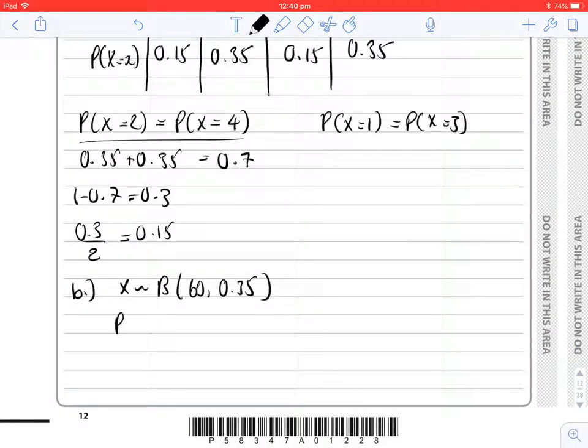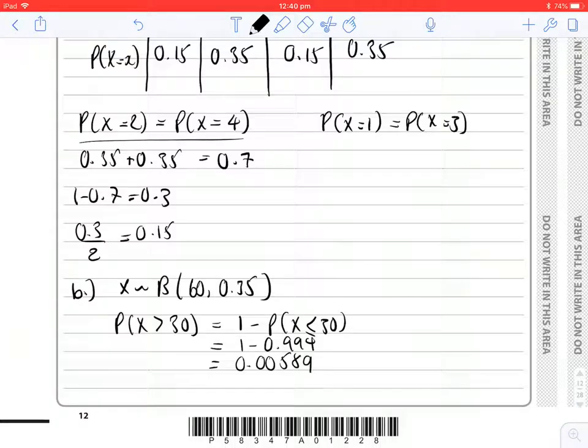So if we're looking for the probability that more than half, so the probability that X is greater than 30, that is going to be 1 minus the probability that X is less than or equal to 30. So again, putting this into our calculators, we get 1 minus 0.994, and so we get 0.00589, correct to 3 significant figures for part B.